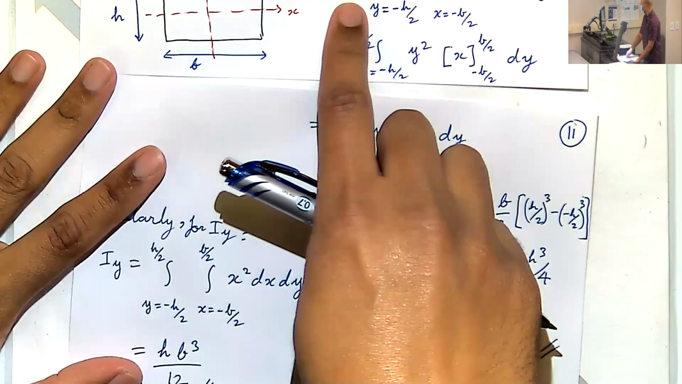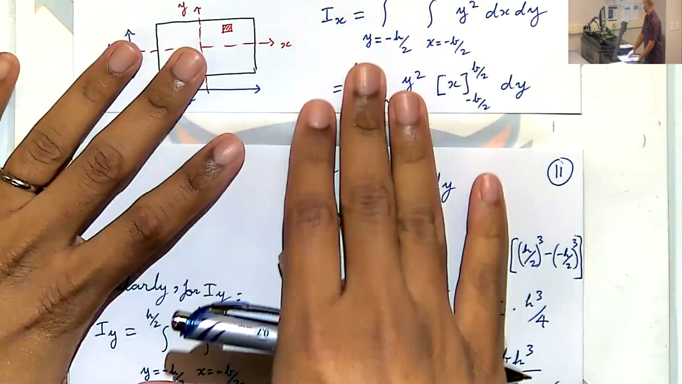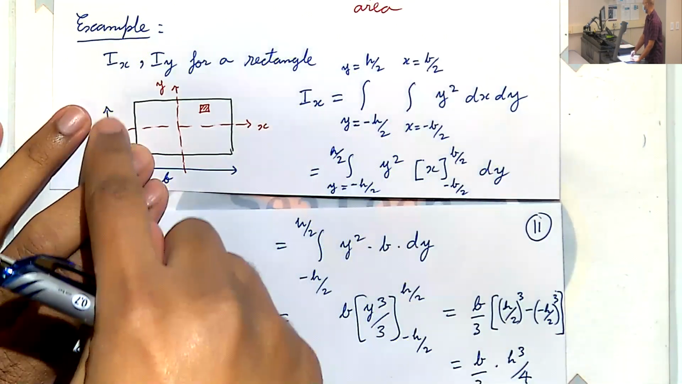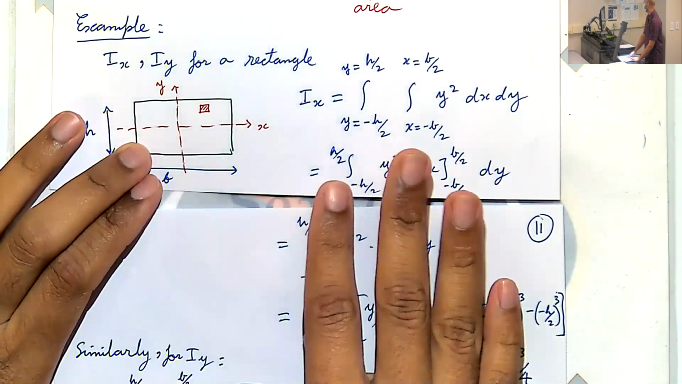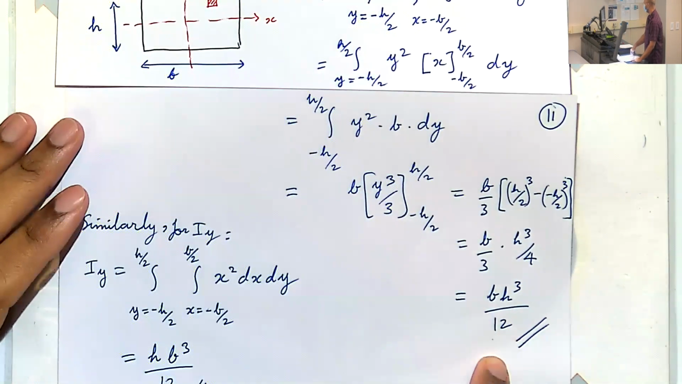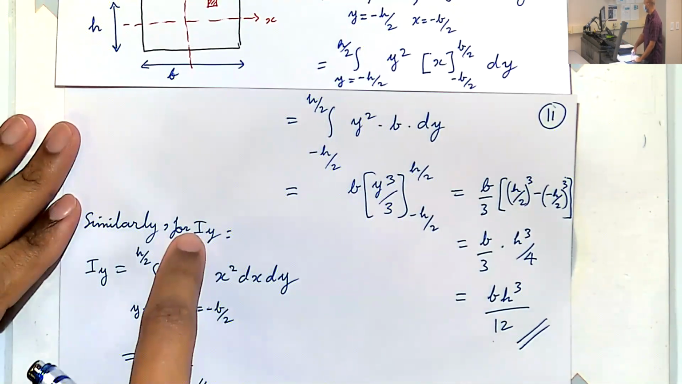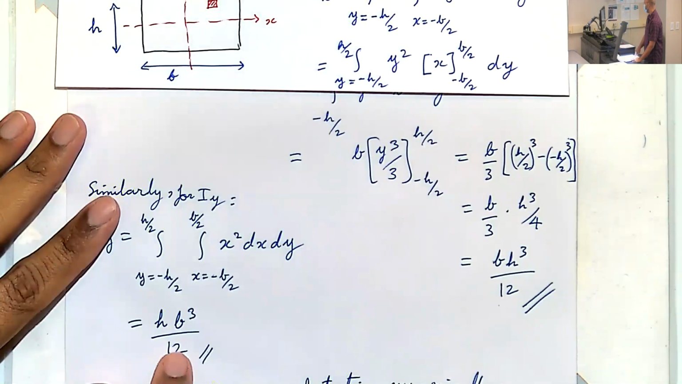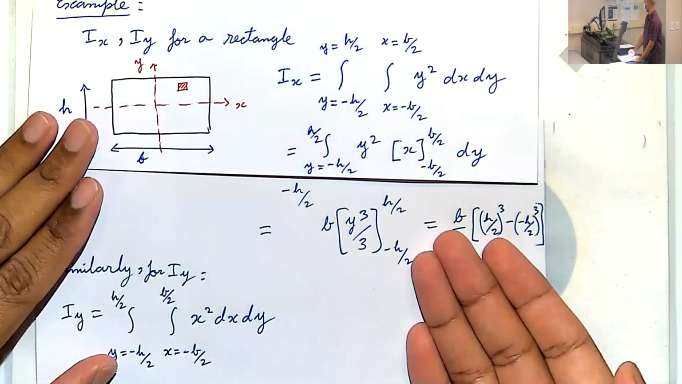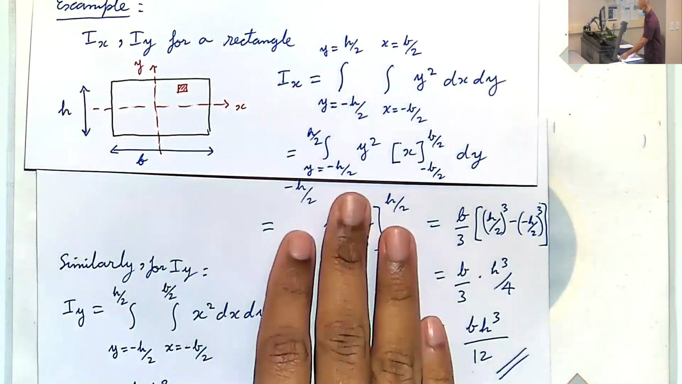So we just wrote down the formula for Ix, the integral, put down the correct limits that span my whole rectangle, and we got what we expected to get, bh cubed over 12. You do it for the other axis, Iy, you will get hb cubed over 12. This is analytically done. There's no numerical integration here.